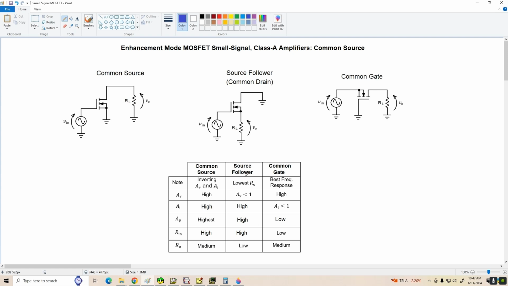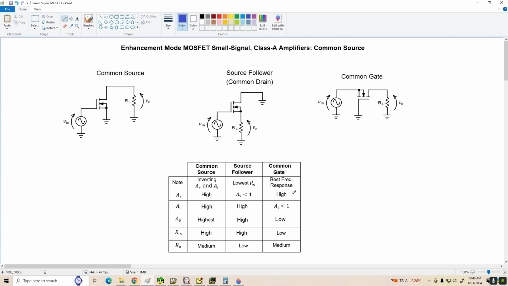The source follower has low output resistance. Its voltage gain is always less than 1. It's going to have high current gain, relatively high power gain, high input resistance, and the lowest output resistance of the three. And finally, the common gate configuration has the best frequency response.